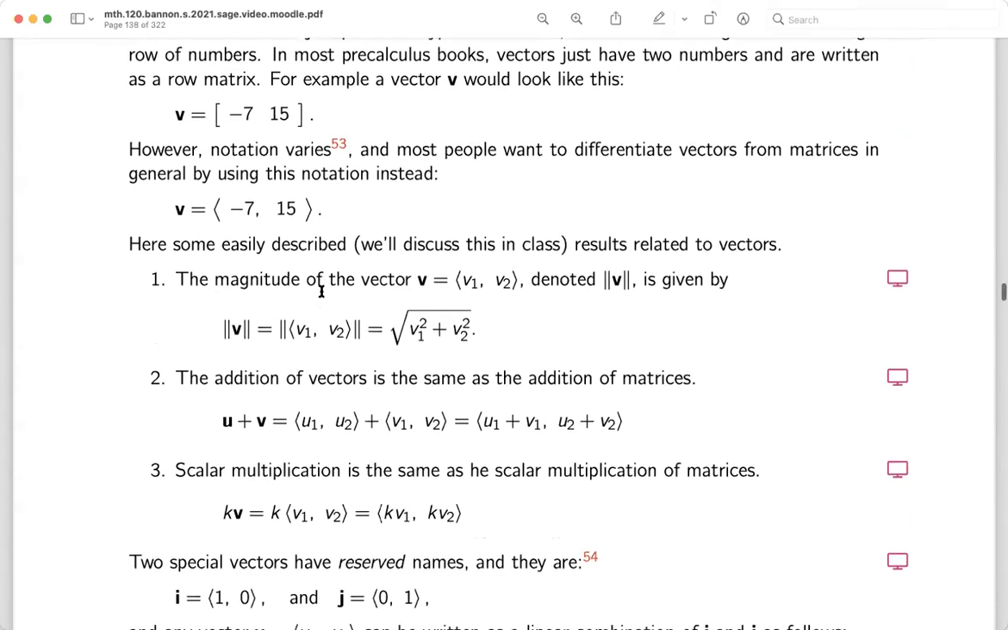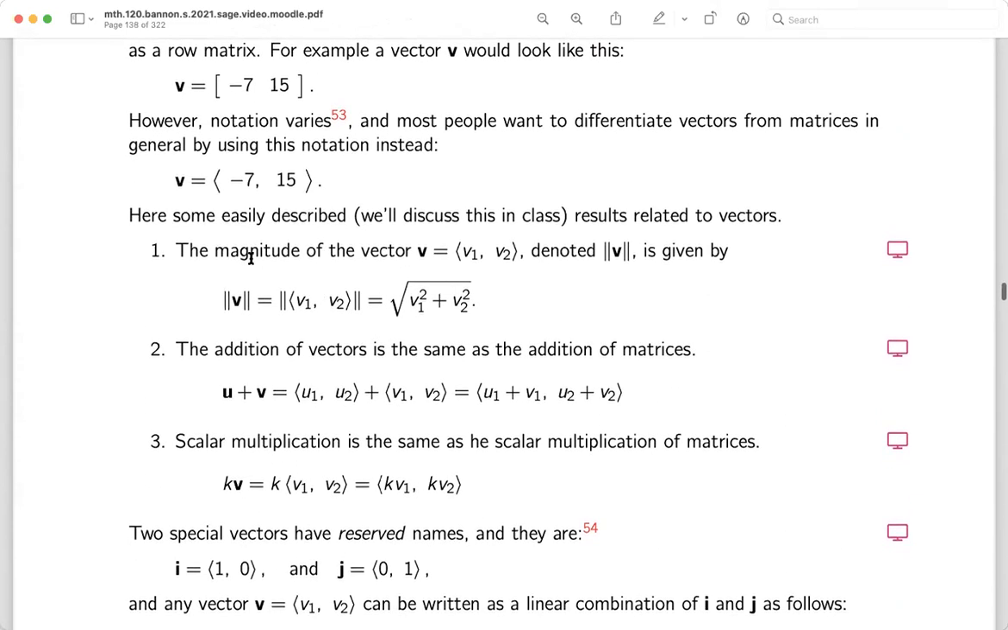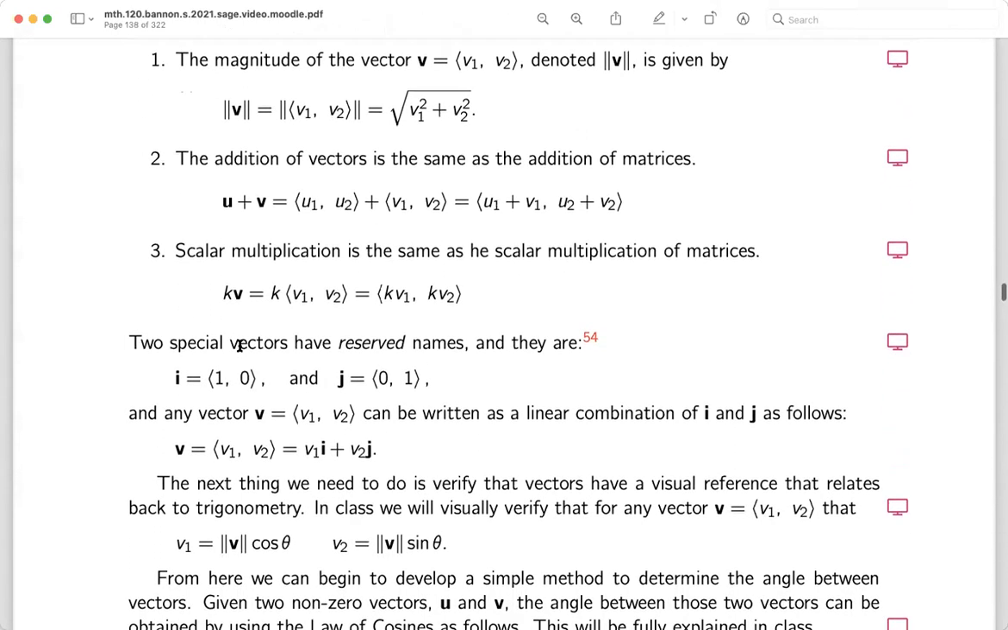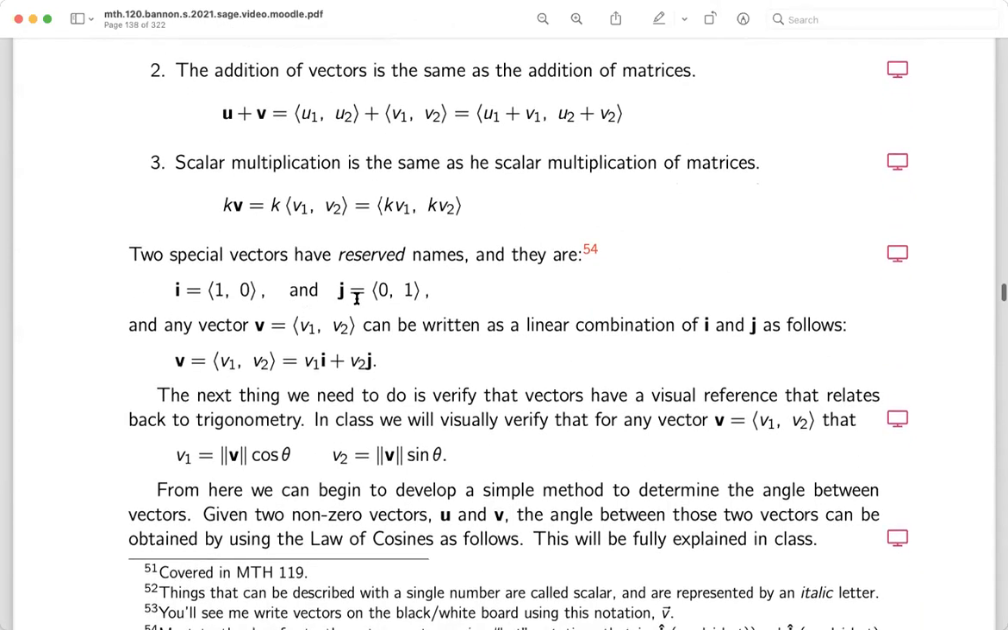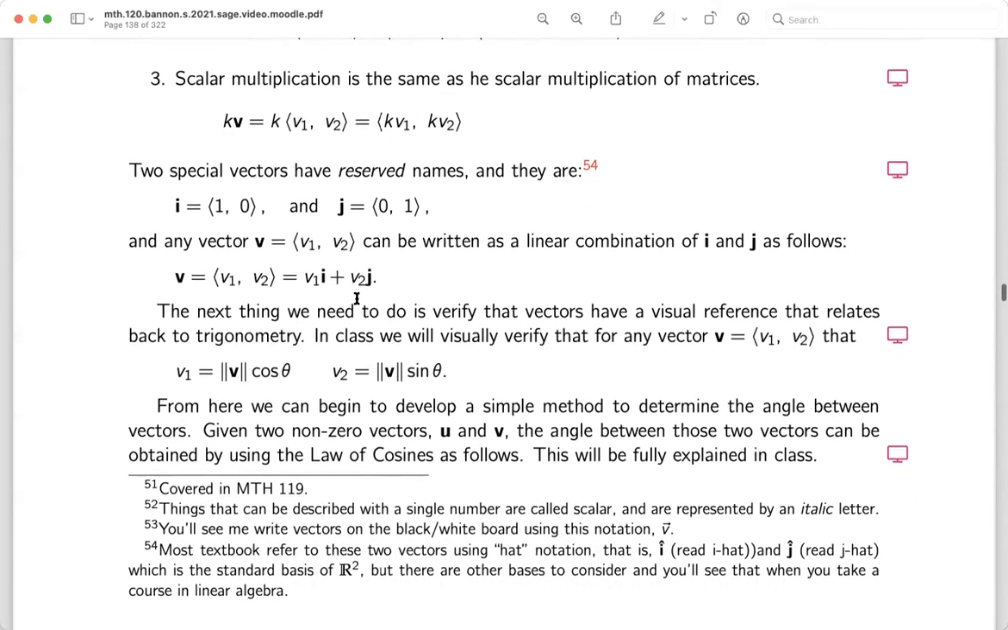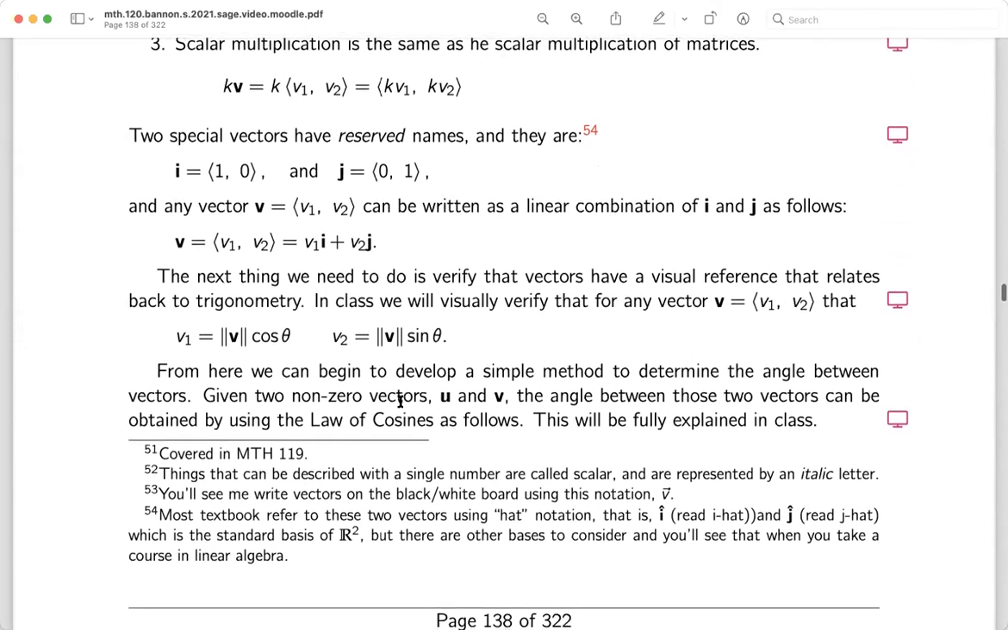So the deal about this is we're going to talk about magnitude. We'll talk about addition of vectors, just like you did in 119. You added matrices together. It's the same problem. Scalar multiples of a matrix, same thing you did in 119. We're going to talk about these vectors I and j, and we're going to say any vector v can be written as a linear combination of I and j. We'll go through that. We'll talk about the component form of a vector and trigonometric form. We'll go through that.